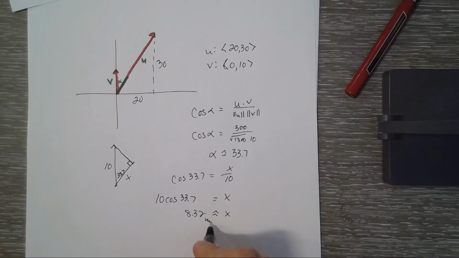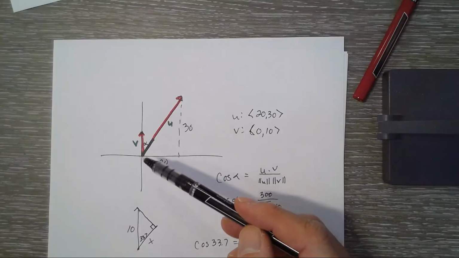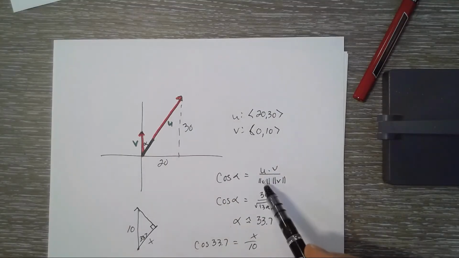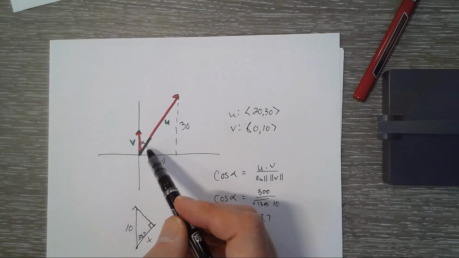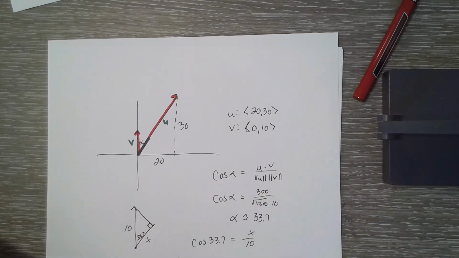This doesn't really need a formula to remember. You can just draw that. Well, you need to know this formula to find the angle between them. Once you have that, you can find this, which is 8.32. All right, so that's the projection of V onto U.